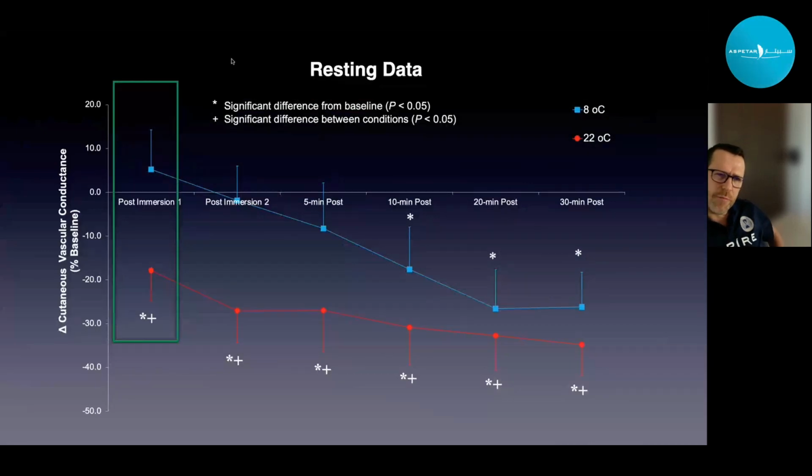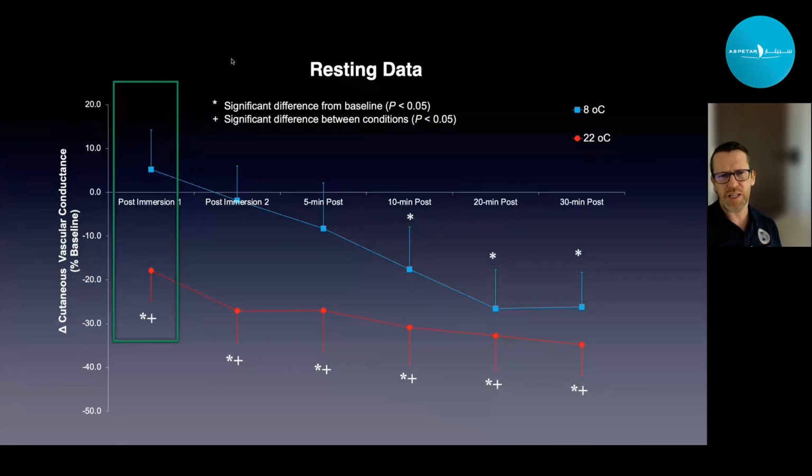Here is some of the skin blood flow data that we took at rest. What's really interesting about the study at rest is that it looks like the skin blood flow in the coldest water is actually higher. This is different to the previous slide I showed you following exercise, where the blue line would have been below the red line. At rest, because they haven't exercised and the body is at a much lower level of temperature, we get what's called cold-induced vasodilation.